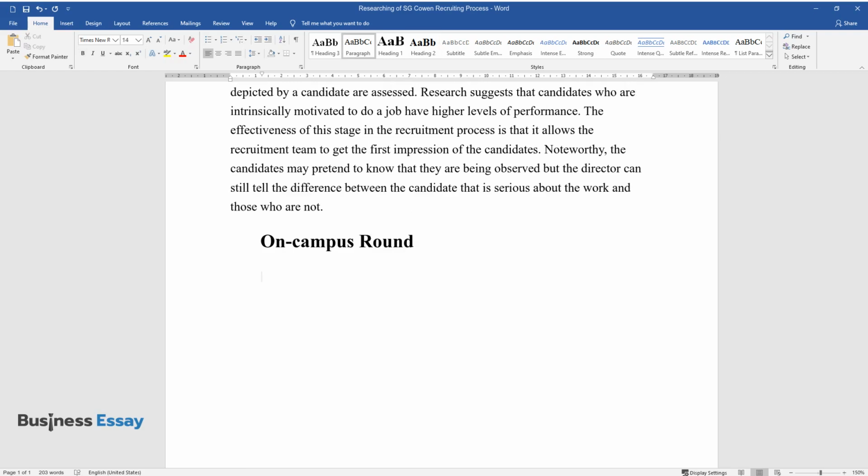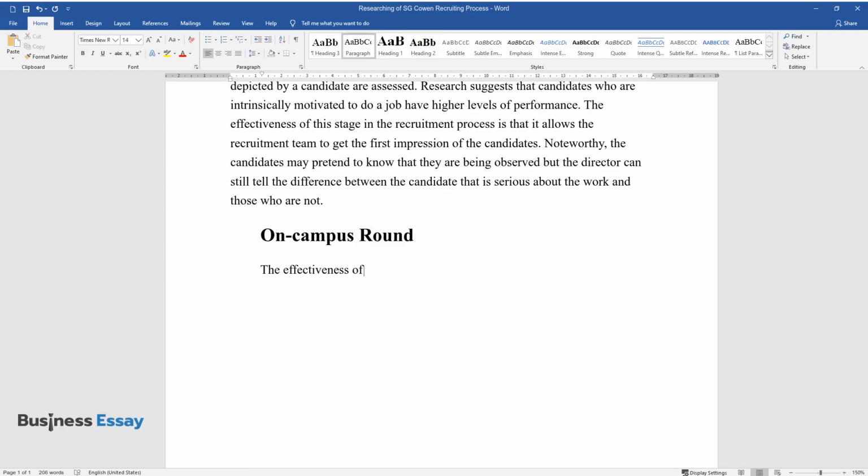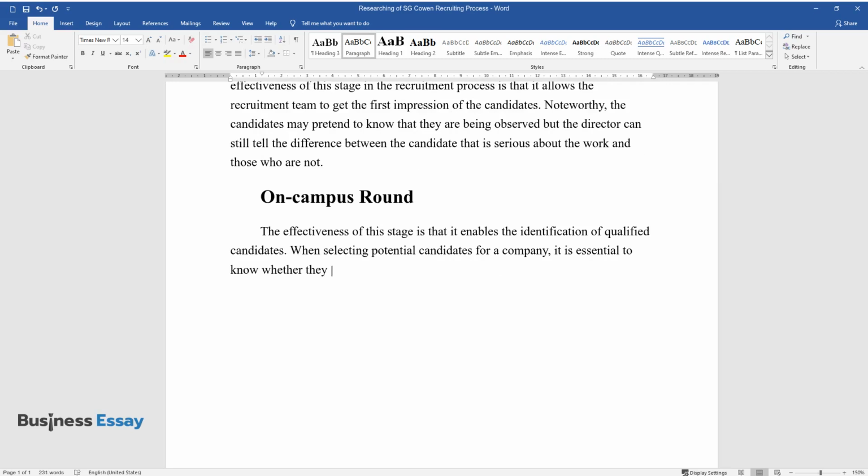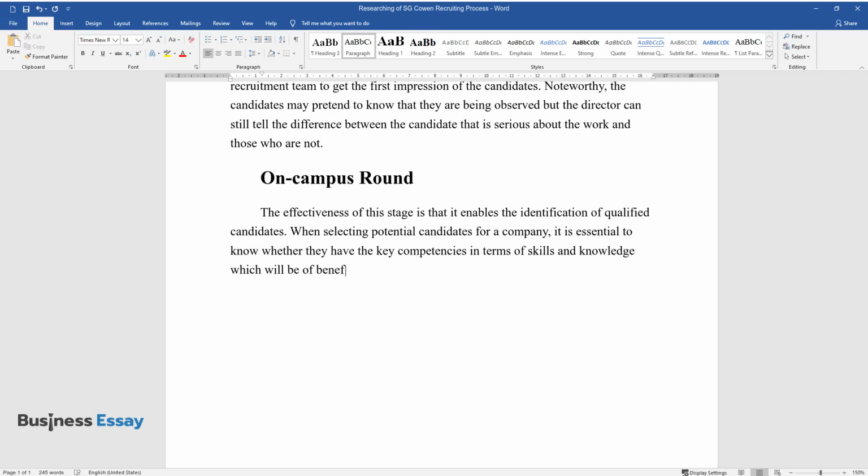On-campus round. The effectiveness of this stage is that it enables the identification of qualified candidates. When selecting potential candidates for a company, it is essential to know whether they have the key competencies in terms of skills and knowledge which will be of benefit to the company.